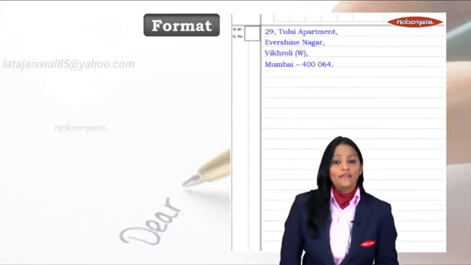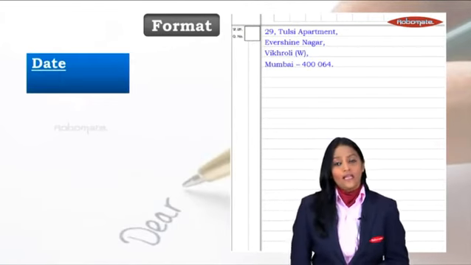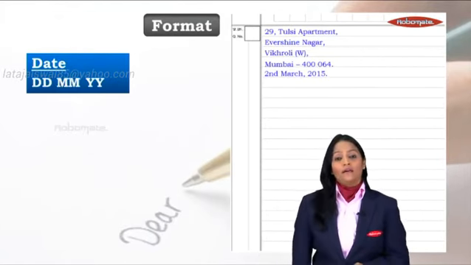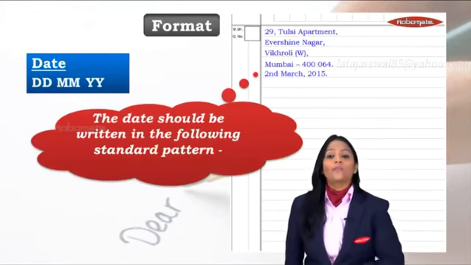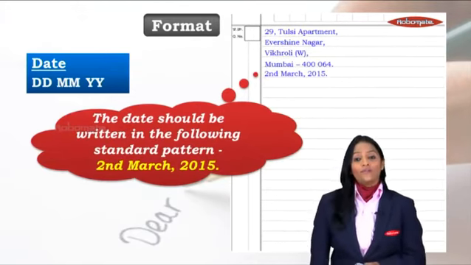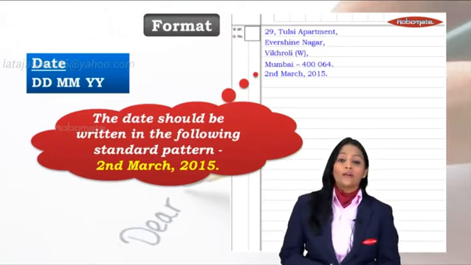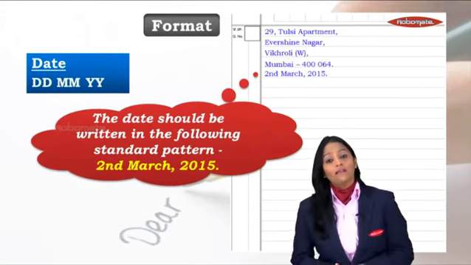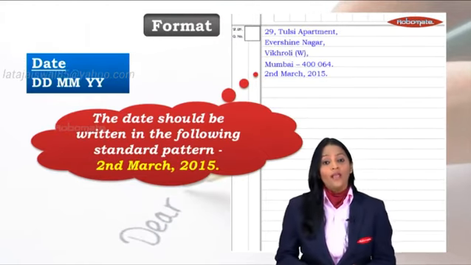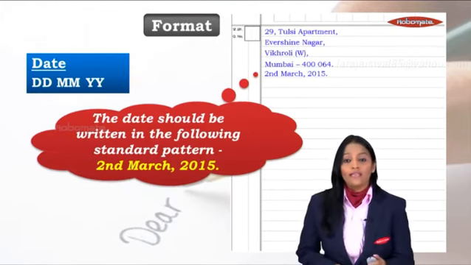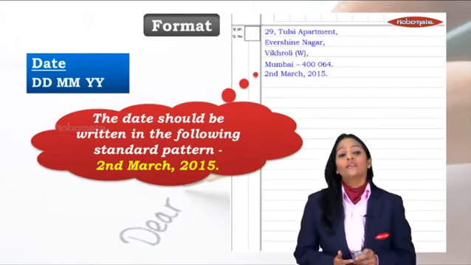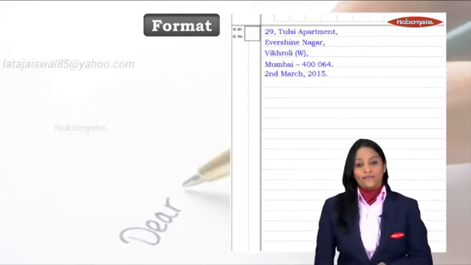Now, after that, of course, we have the date. Now, how do you write the date? Okay, the day, the month and the year, but it has to be written in this particular standard pattern. See there, 2nd March 2015, and you can see there's a comma after the month and then the year and then a full stop. Students, suppose it is 5th March, then you write 5, then you write TH, and then of course the name of the month, comma, and the year. So this is exactly how you write the date.